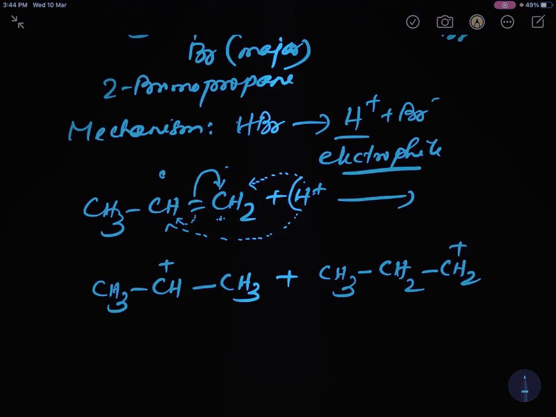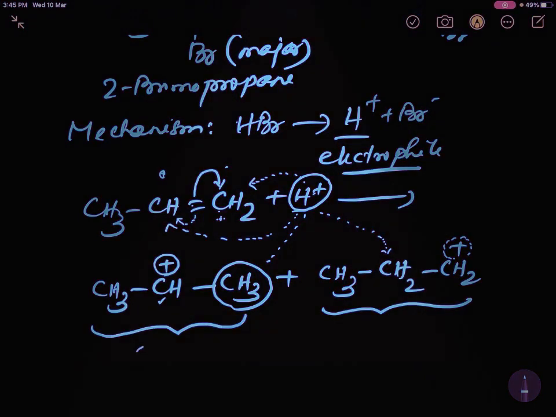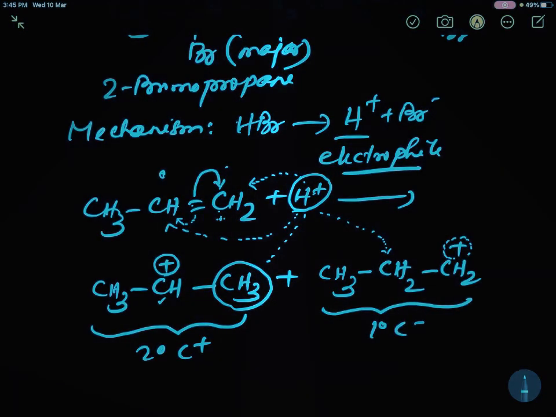You see one thing, when H+ is added to the carbon atom of the double bond, the other carbon attached to the double bond gains positive charge. Here you see H+ is added to this carbon, and the other carbon gains positive charge. Here H+ is added to the middle carbon and the other carbon attached to the double bond gains positive charge. So there are two carbocations. This is a secondary carbocation and this is a primary carbocation.